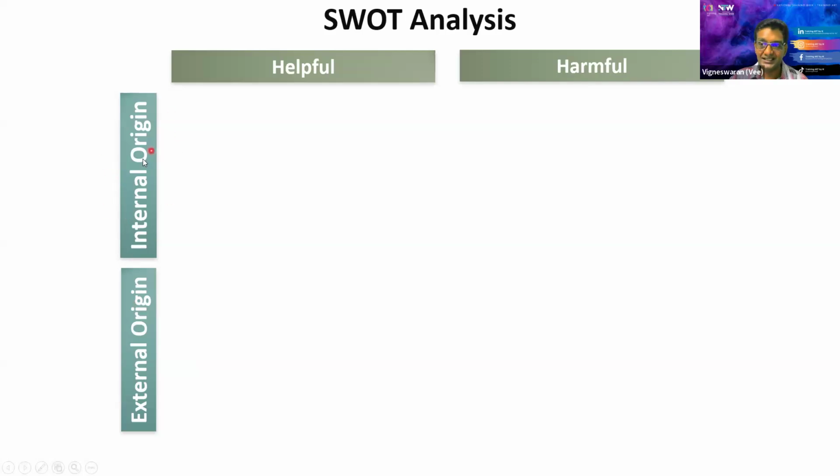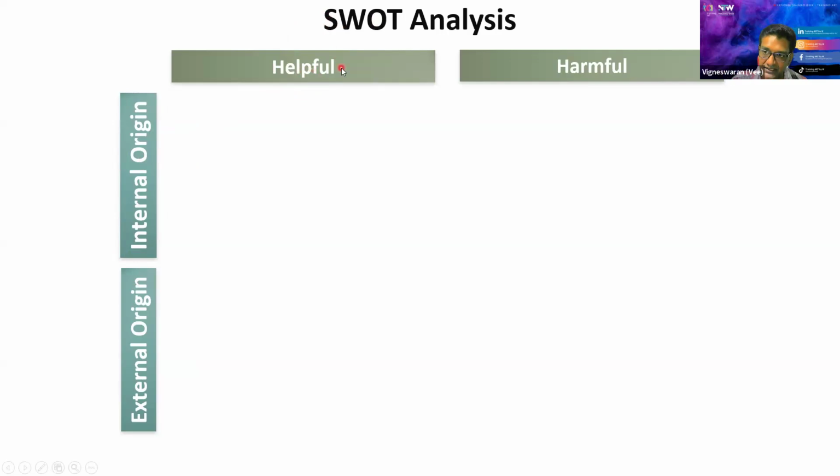When we talk about internal origin, for example, let's say the company has an exceptional product. Take Apple. Apple has iOS, and iOS is unique. Their operating system is unique, and that is an internal product, or internal origin. Now we are going to the x-axis.